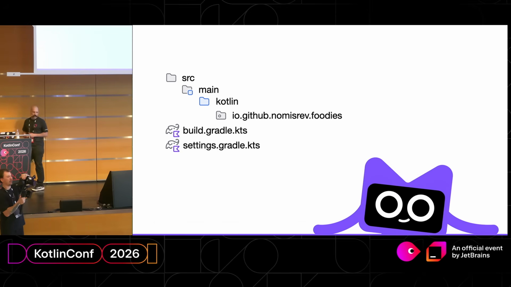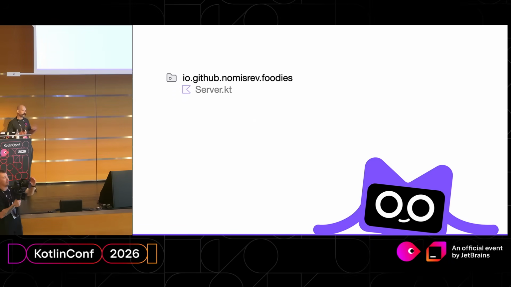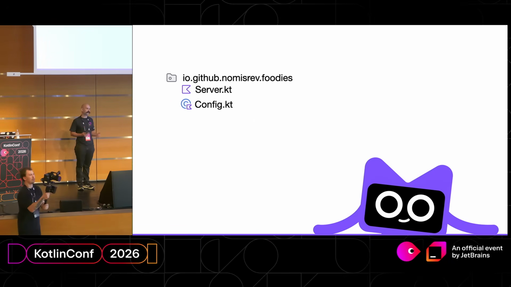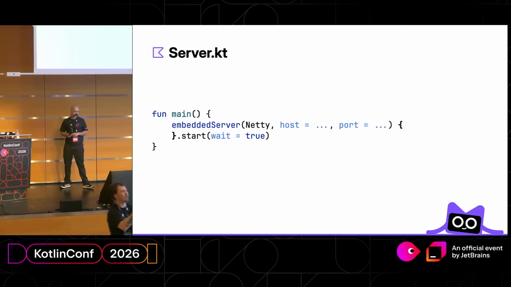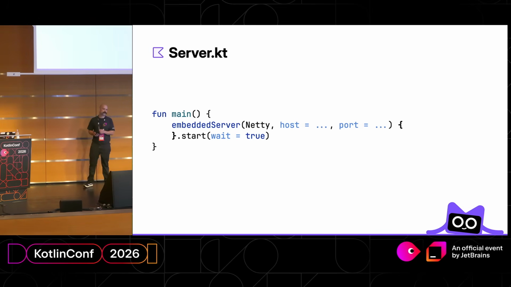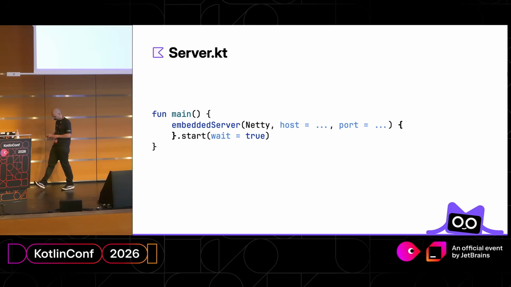So we have our Gradle project set up, and we're going to start by creating our server and configuring our server. And I like to take full control of my main function and my application, so I prefer using the embedded server DSL. And here I'm using the embedded server DSL with the Netty engine, which has become the default choice for building services on the JVM, unless you have a very strong reason to use something else.